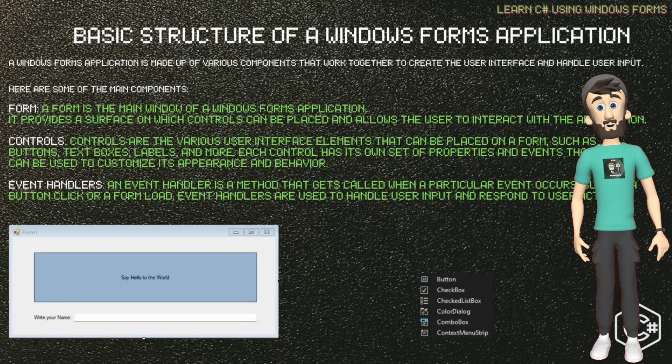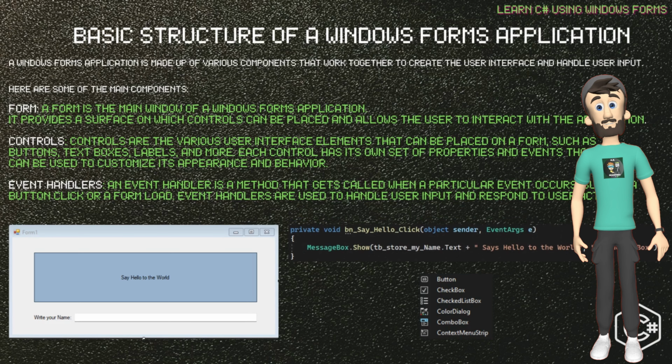Controls. Controls are the various user interface elements that can be placed on a form, such as buttons, text boxes, labels, and more. Each control has its own set of properties and events that can be used to customize its appearance and behavior. Event handlers. An event handler is a method that gets called when a particular event occurs, such as a button click or a form load. Event handlers are used to handle user input and respond to user actions.